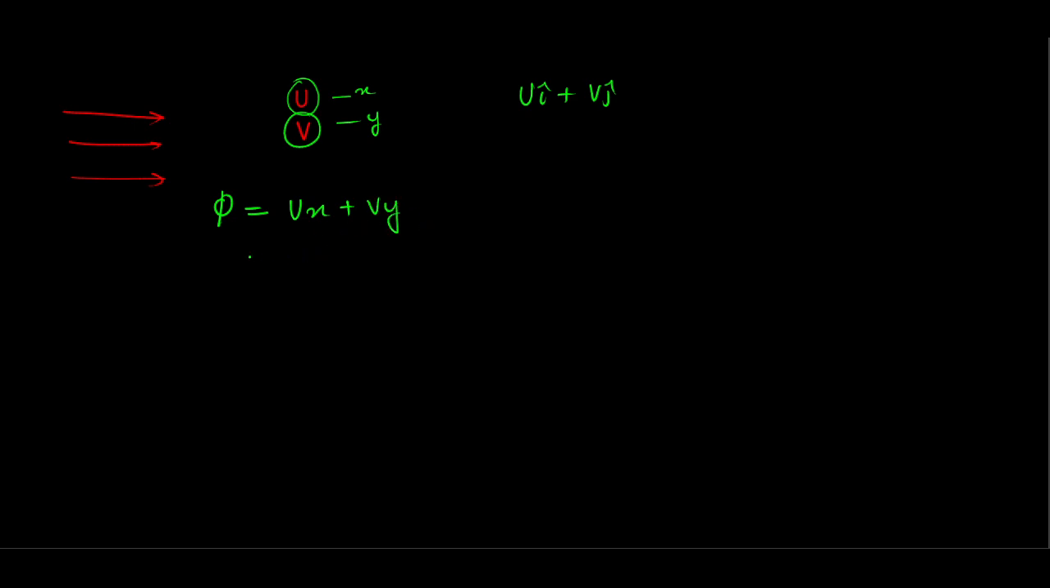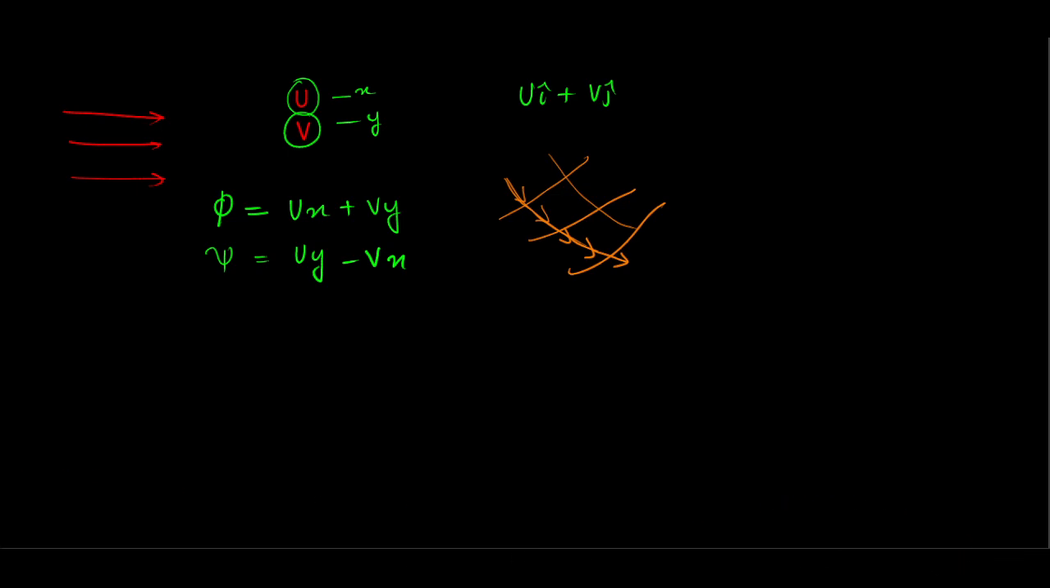So this is the potential function which we have, and using what we learned last class, if we have a potential function, we can derive the stream function as well. The stream function which we'll get for this will be uy minus vx. So these are the two functions which we have. Another property of the stream and potential function is that they are orthogonal to each other. So for example, if this is the stream function, then the velocity potential will be perpendicular to the stream.